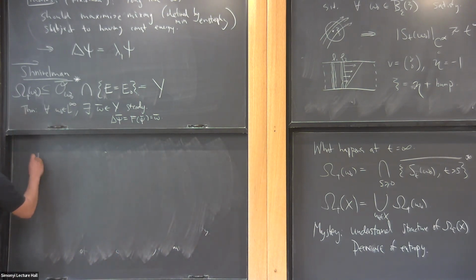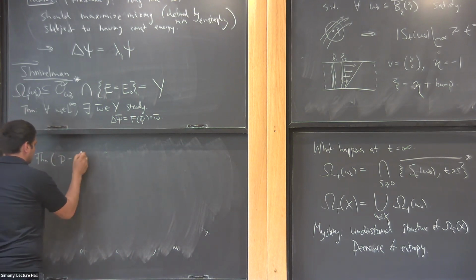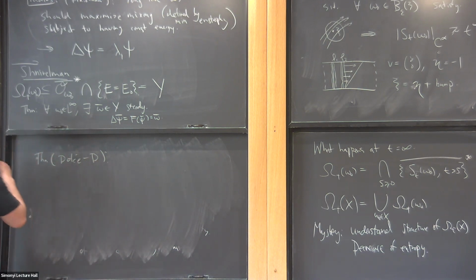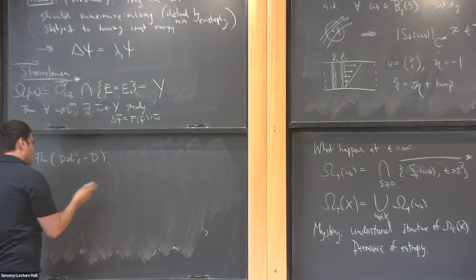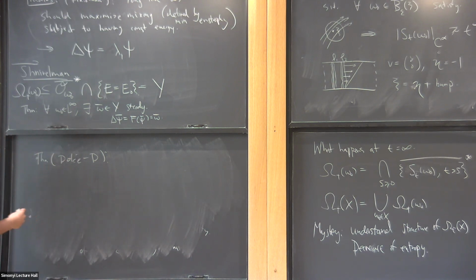So in some recent joint work with Michele Dolce, we sort of revisited these ideas. We made some additional statement about the structure of these guys, but also we give an example where you can definitively rule out convergence towards some type of equilibrium.